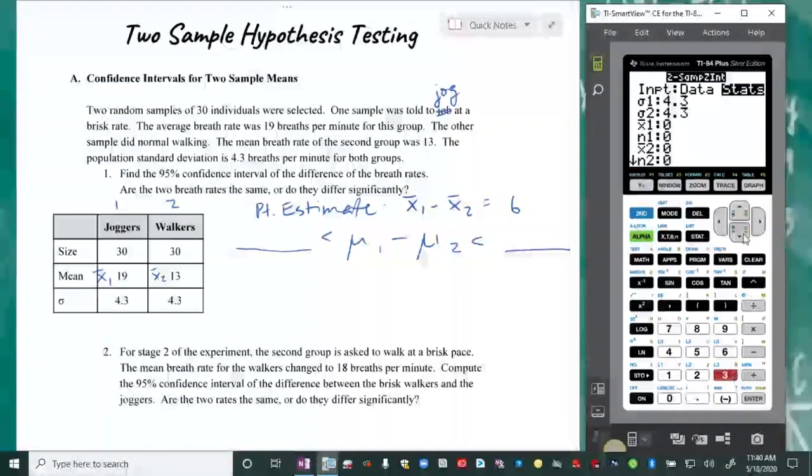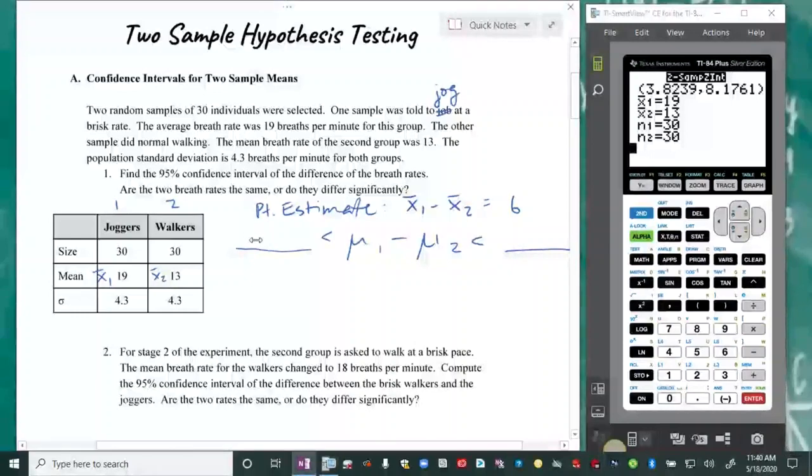Make sure I read the order of these prompts carefully. My first sample mean is 19, and that sample size is 30. The second sample mean is 13, and that sample size is also 30. And I do want a 95% confidence interval. I can leave mine at 0.95. You can type over yours if you need to. And I end up with, this is my confidence interval.